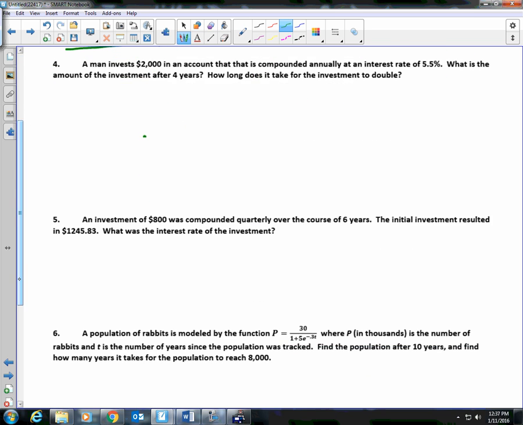A man invests $2,000 in an account that is compounded annually at an interest rate of 5.5%. What is the amount of the investment after 4 years? Which equation are we going to use, the first one or second one? First one. So the amount after 4 years is equal to, what's the principal? 2,000 times 1 plus 0.055 divided by 1. It's compounded annually, so it's just 1 time a year. Raised to the 1 times 4 power. Yes, t is 4.